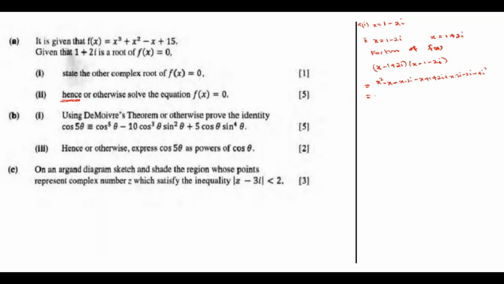So simplifying this, we are going to get x squared, minus x minus x gives us minus 2x, then minus x2i plus x2i will cancel, then we have plus 2i minus 2i, then minus 4i squared, which gives us minus 1. Minus 1 times minus 4 gives us plus 4. So our last term is going to be plus 1 plus 4, which gives us plus 5. So we now have a quadratic factor.